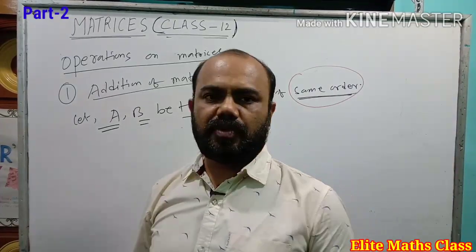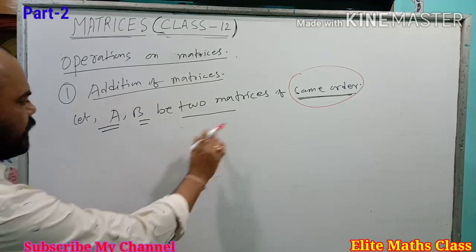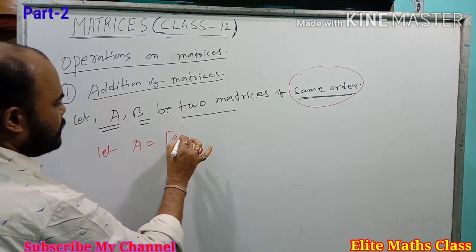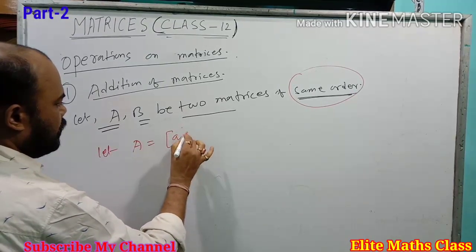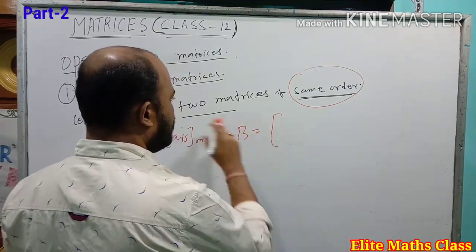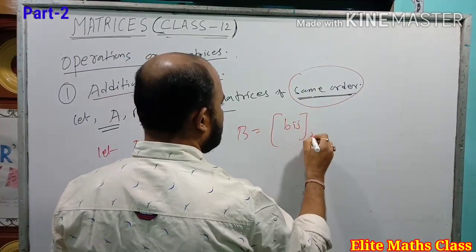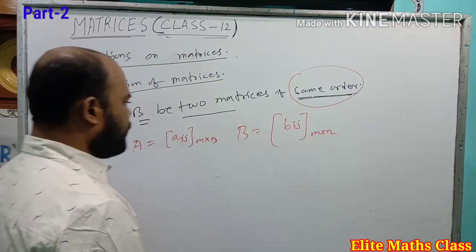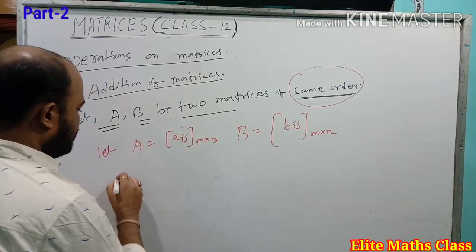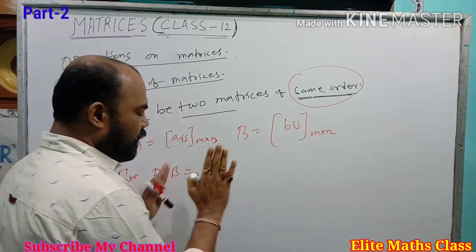Now what is the process to finding the addition, or how can we find the addition of two matrices? First see the definition. Let capital A is a matrix of order m by n. B is a matrix. What is the necessary condition? They must be of same order. B is a matrix of same order, that is of m by n. Then how is addition of two matrices defined? A plus B.